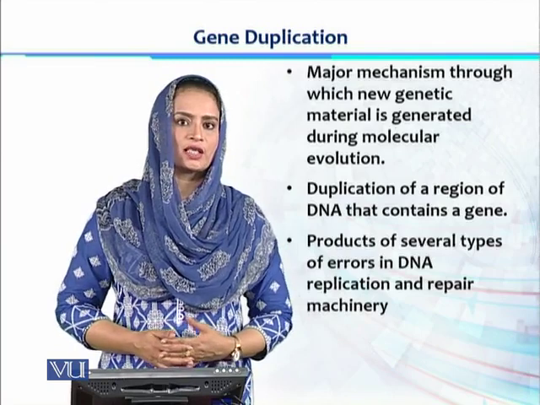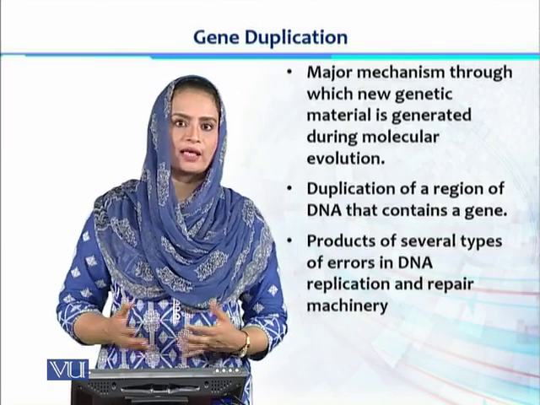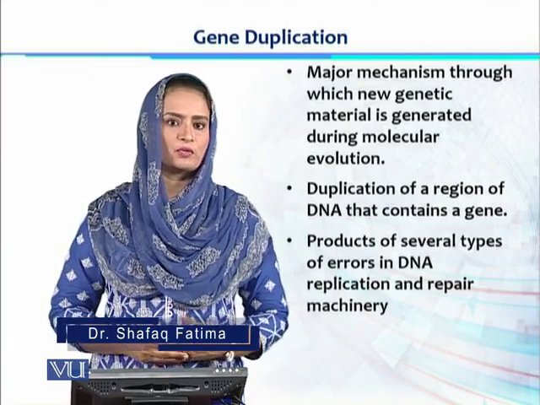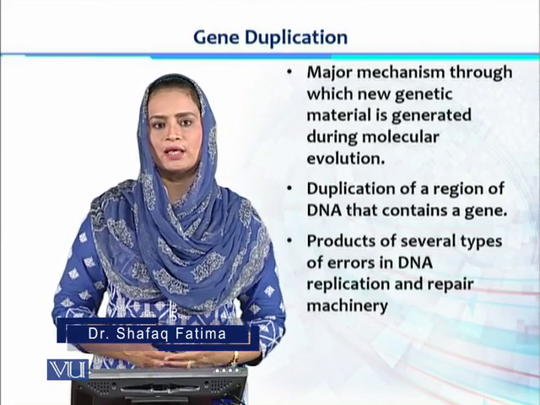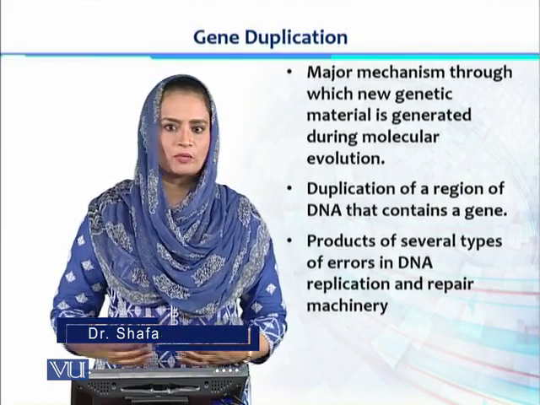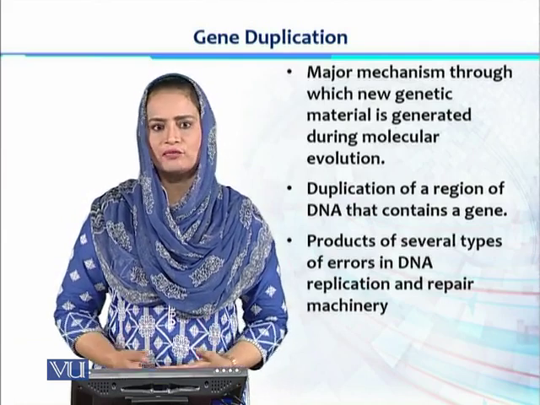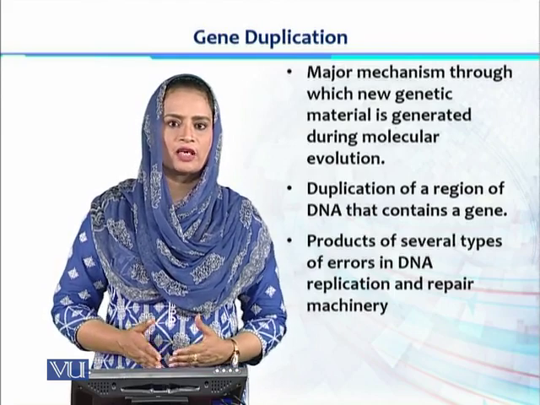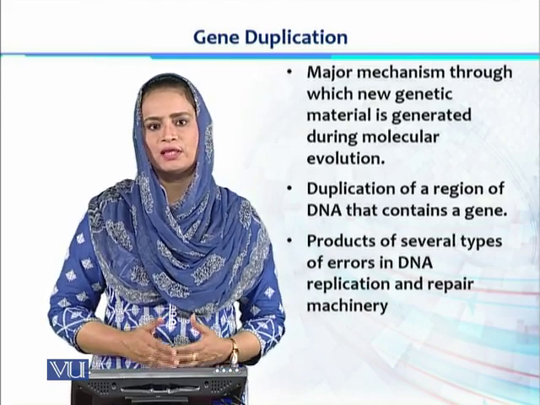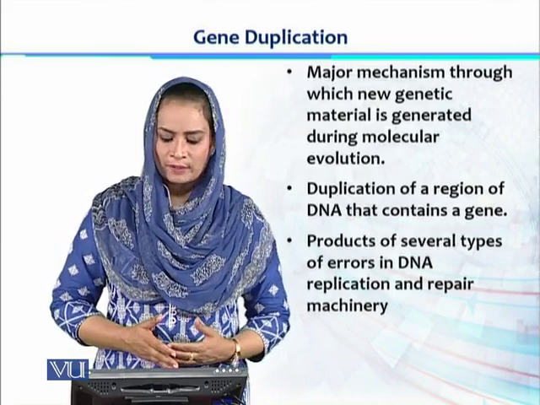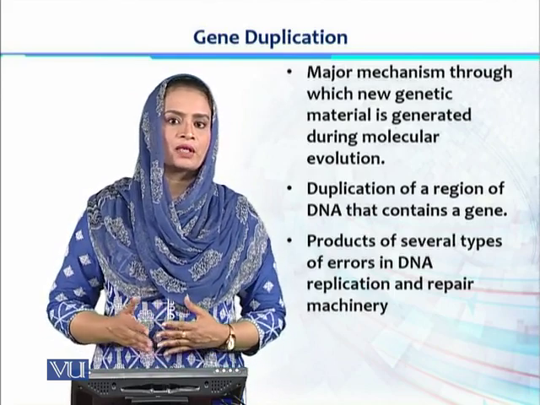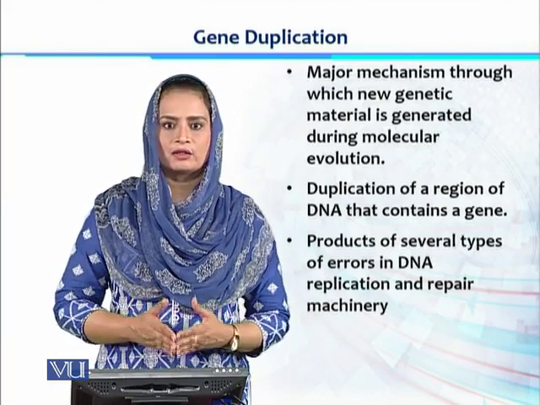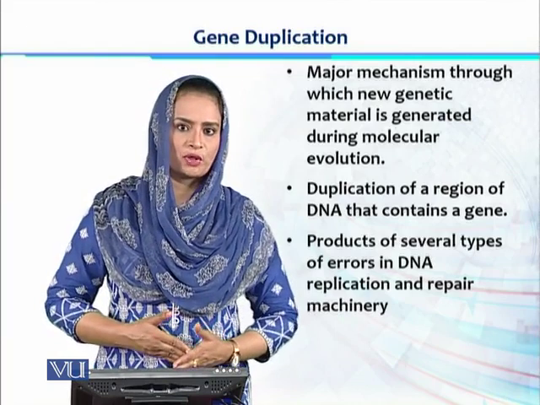This gene duplication is a product of several types of errors in DNA replication and in the repair machinery. We are familiar with the process of DNA replication, and we know that at different steps there is involvement of different enzymes which play different roles. As a result of the performance of those enzymes, a double copy of DNA is prepared at the time of mitosis and meiosis. So if there is an error in this replicating machinery, and resultantly 2 duplicates are prepared instead of one duplicate.